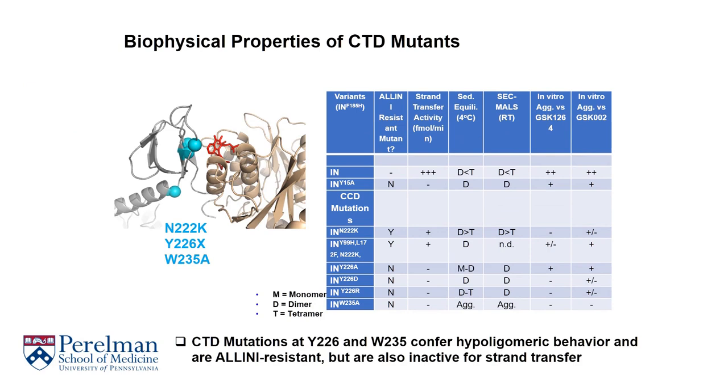Here are those same results in tabular form. In addition to the mutations discussed, a naturally occurring C-terminal domain mutation, N222K, is different in nature, as it occurs at a hinge point near the interface, but in a position that directly connects the SH3 fold to the rest of the integrase protein. This mutation is also hypooligomeric and resistant to drug-induced aggregation.